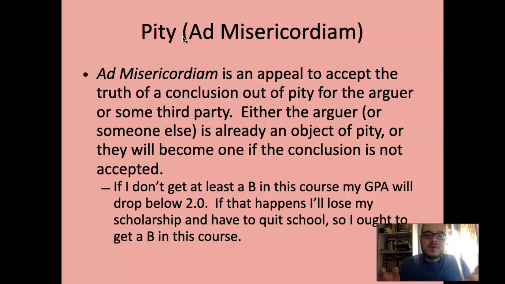"If I don't get at least a B in this course, my GPA will drop below 2.0. If that happens, I'll lose my scholarship and I'll have to quit school. I ought to get a B in this course." That's an appeal to pity. Don't do it. It makes me mad.